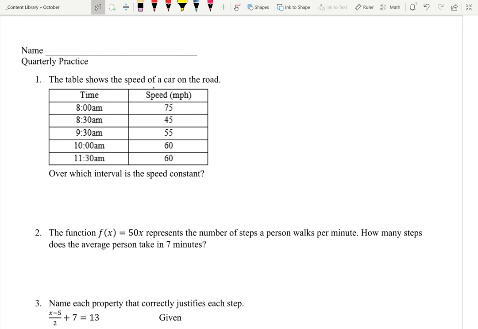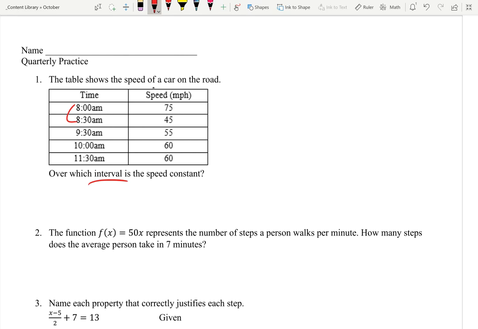Okay, so number one, the table shows the speed of a car on the road. Over which interval is the speed constant? So the table shows us different times and the speed of the car at those times. So at 8 o'clock, it's going 75 miles per hour. At 8:30, it's going 45 miles an hour, right? And so on. The word interval is sort of ranging between times. So for example, 8 to 8:30, that's an interval of time between those times.